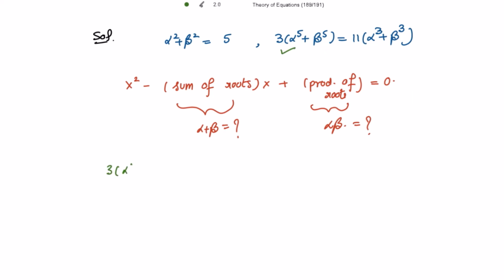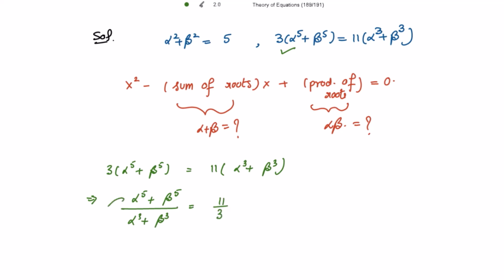That is 3 into alpha to the power 5 plus beta to the power 5 equal to 11 into alpha cube plus beta cube. That implies alpha to the power 5 plus beta to the power 5 divided by alpha cube plus beta cube equal to 11 divided by 3. Writing the formula for alpha to the power 5 plus beta to the power 5 as alpha cube plus beta cube into alpha square plus beta square minus alpha square beta square into alpha plus beta.